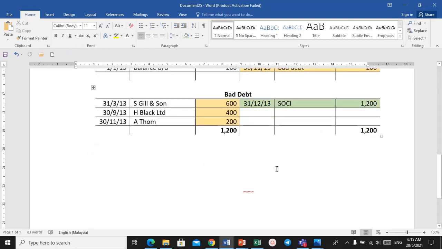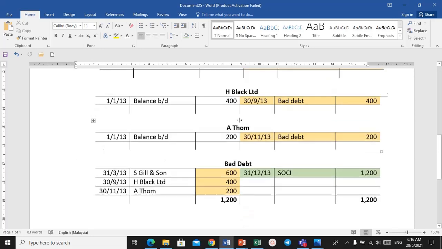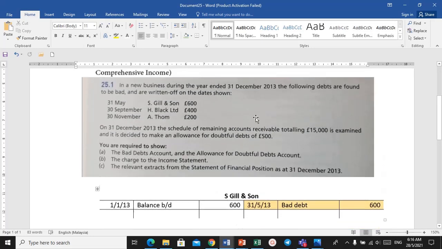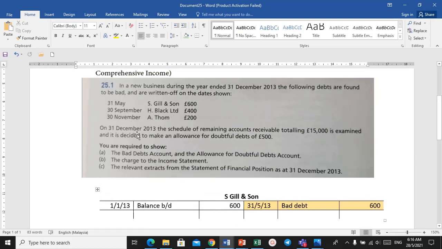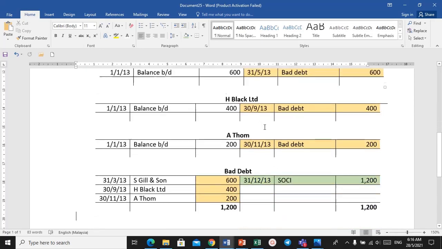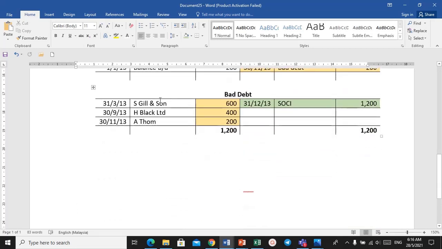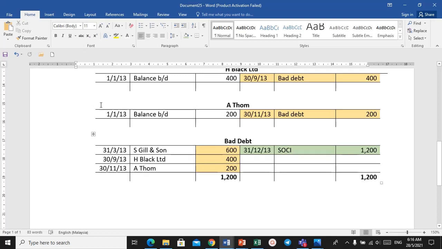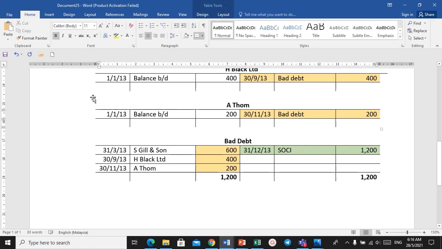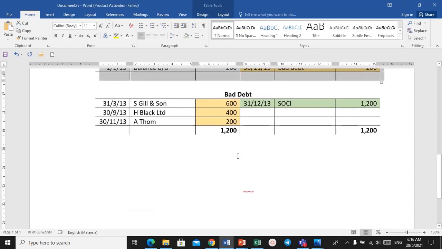So next entry would be in the final accounts. But before that, we are going to look back at the question. The next part of the question has this sentence that talks about the allowance for doubtful debt. So it means that we need to open an allowance for doubtful debt account. I'm going to copy this. I think I need only one entry.